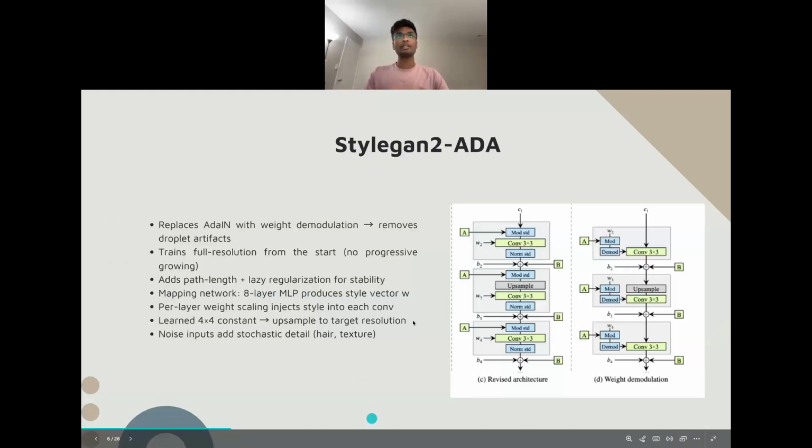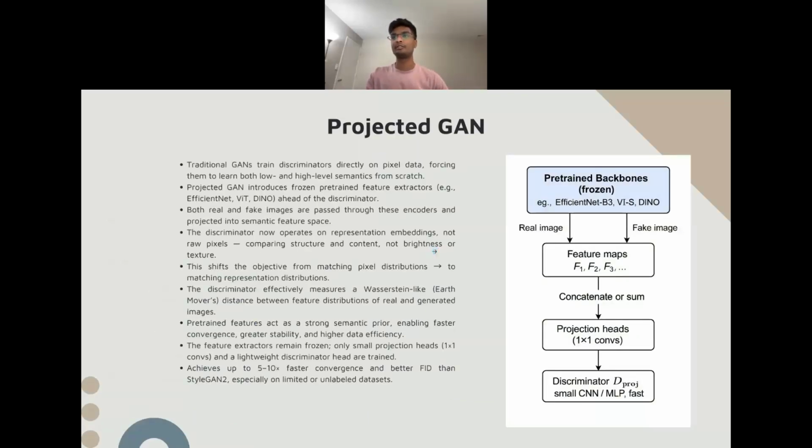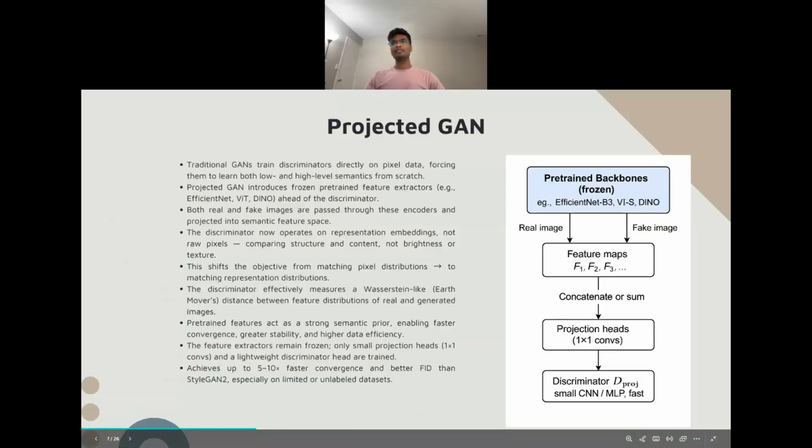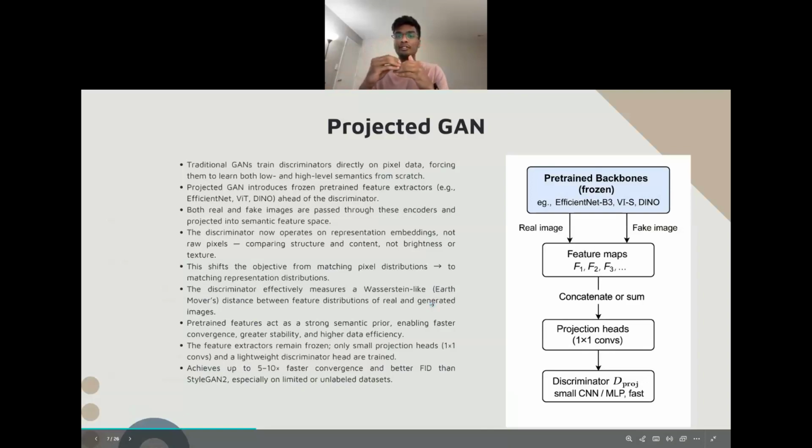Moving on to the next architecture we used, the projected GANs. Here it's a very smart thing to do. In the traditional GAN, the discriminators are trained from scratch. What the authors of the projected GAN paper proposed was to use a pre-trained backbone, like EfficientNet or DINO, and use the features from that.